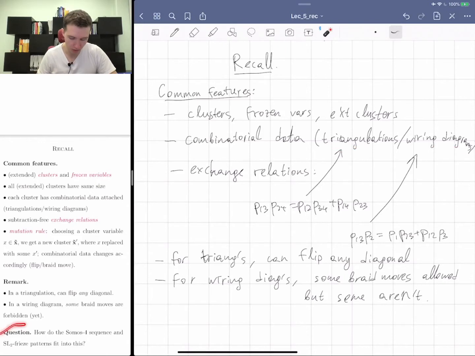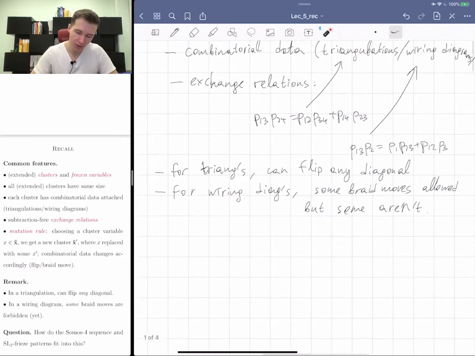So you can ask, what's the common generalization of all these examples? And it has to be a common generalization. It has to have all these nice properties like the Laurent phenomenon and positivity. So today I'm going to define cluster algebras. Well, actually I'm not going to define those, but I'm going to define the machinery of cluster algebras.